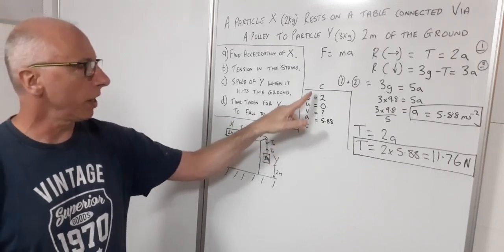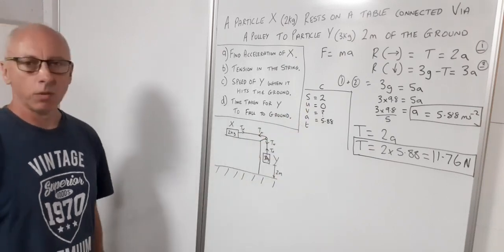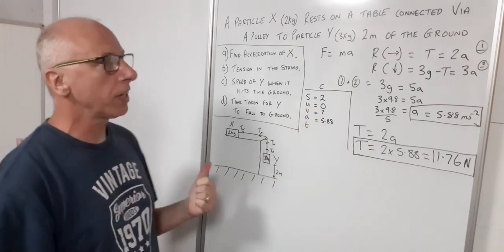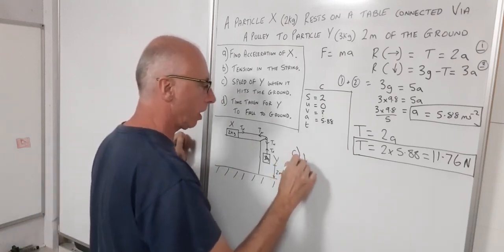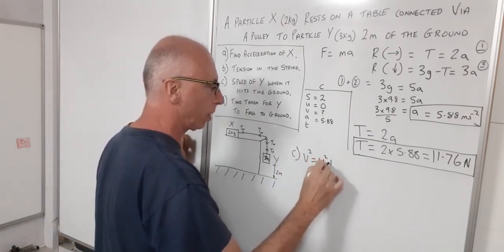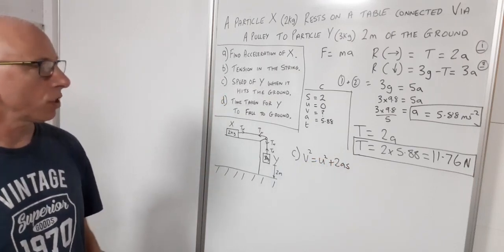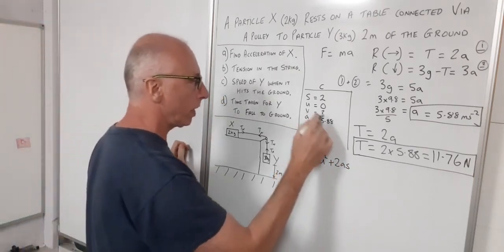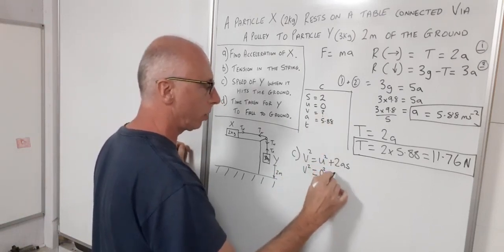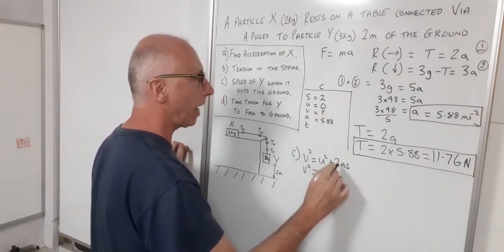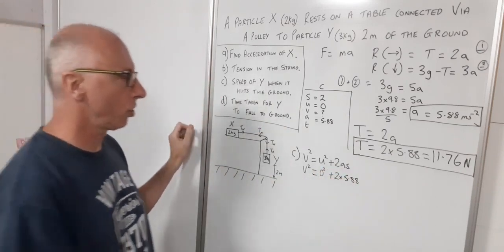So I just need an equation of the SUVAT equations with S, U, V and A. Now the one that springs to mind is V squared equals U squared plus 2AS. So for part C, I can use V squared equals U squared plus 2AS. So that will take care of that. So then substitute the values. So V squared is what I want to find. U squared, well, that's 0 squared, plus 2 times A, which is 5.88, and then S, which is 2.